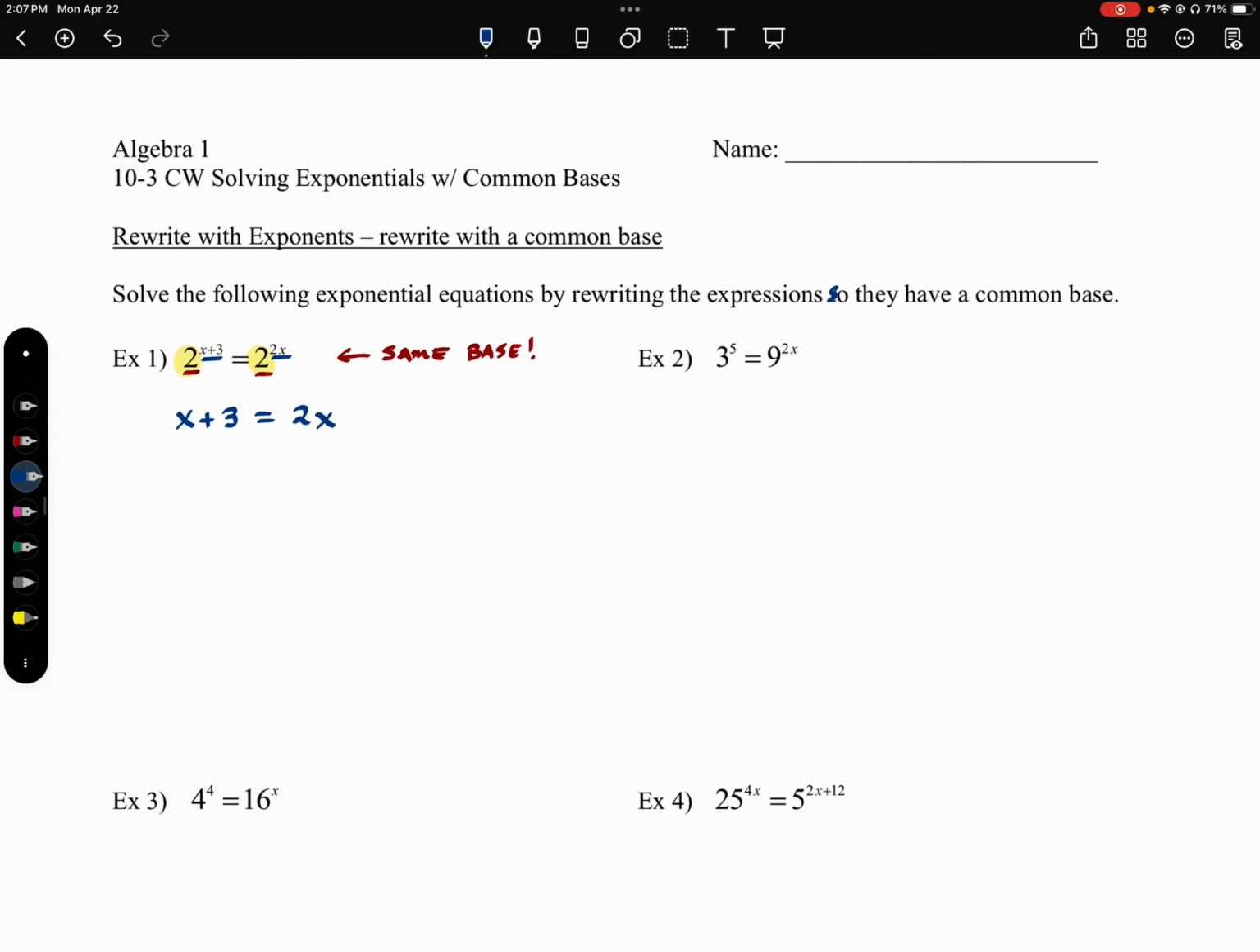And now we're just going to solve that equation. So we'll just subtract an x to get our x's on the same side, and we're left with 3 is equal to x. And that would be our answer, 3 equals x.